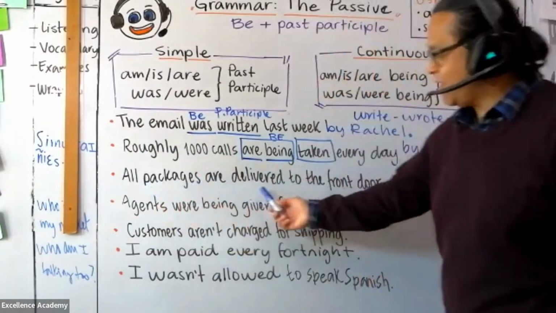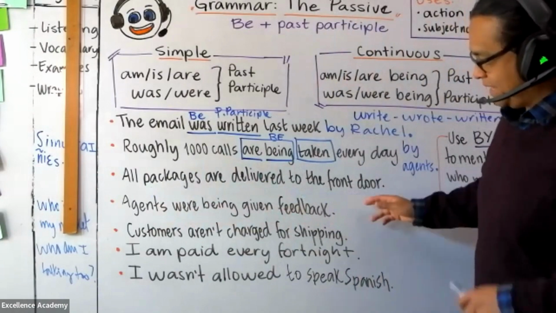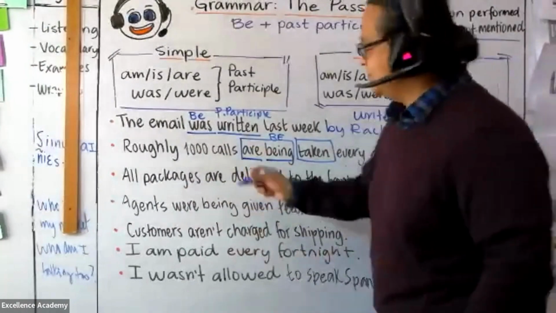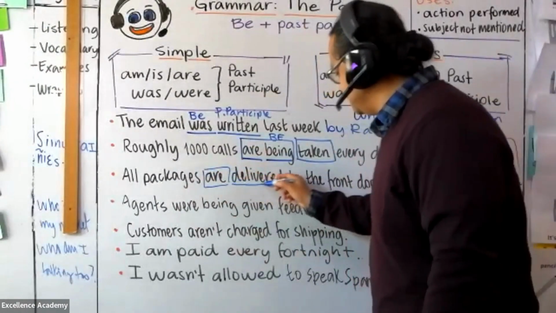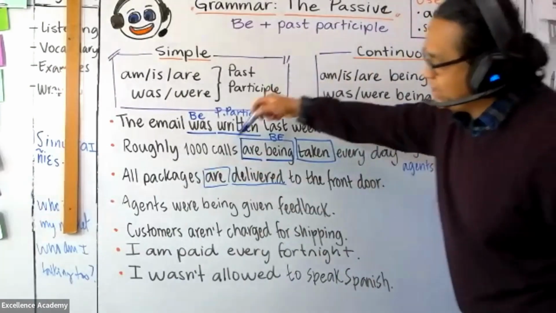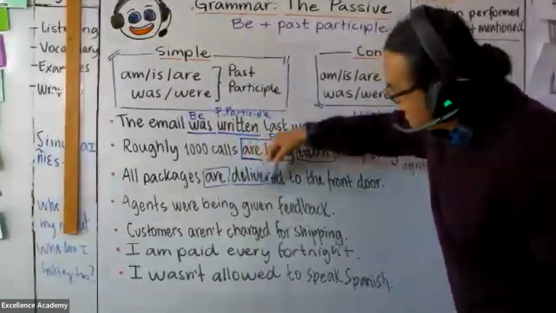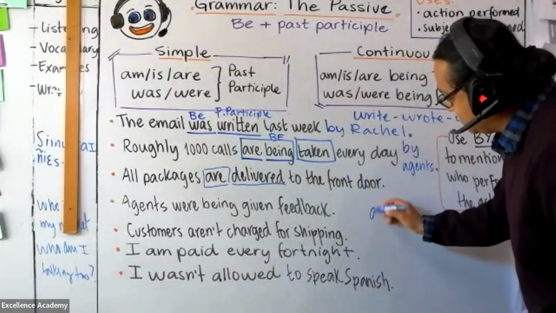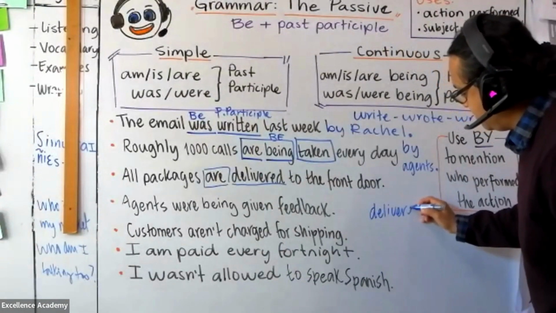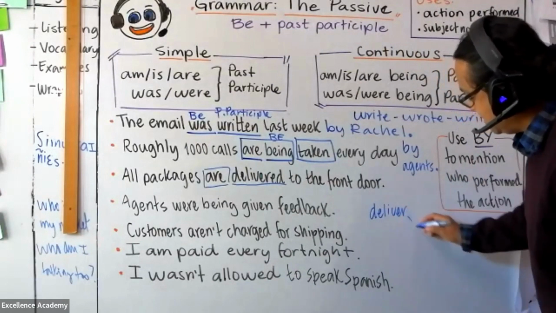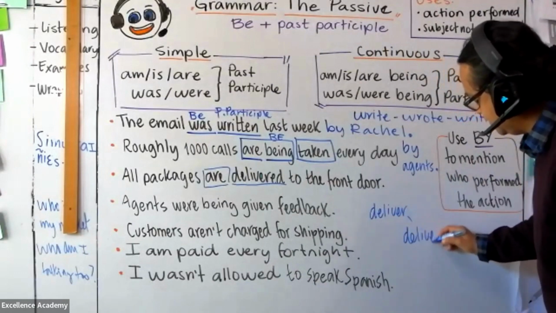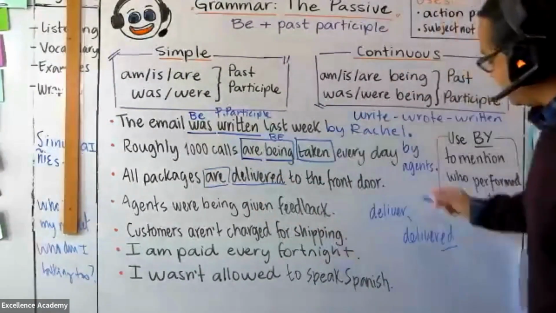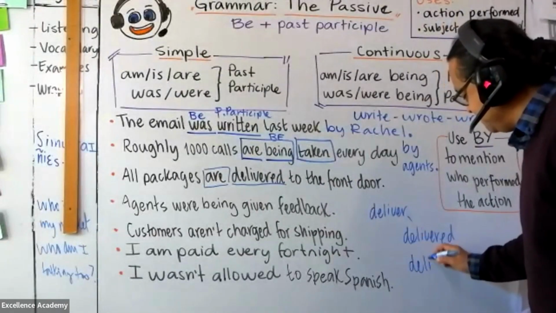All packages are delivered to the front door. Okay. All packages are delivered to the front door. This is simple present, right? The action that we're talking about is in the simple present, are delivered. Here we're using the verb be form again, and the participle form of this regular verb, delivered. Remember that with regular verbs, their past form is formed by adding ed to the ending, so it's delivered. And the participle form will be the same with regular verbs. The participle forms are the same.